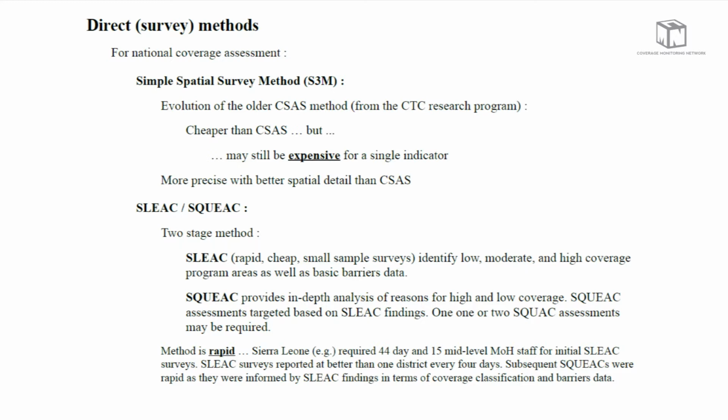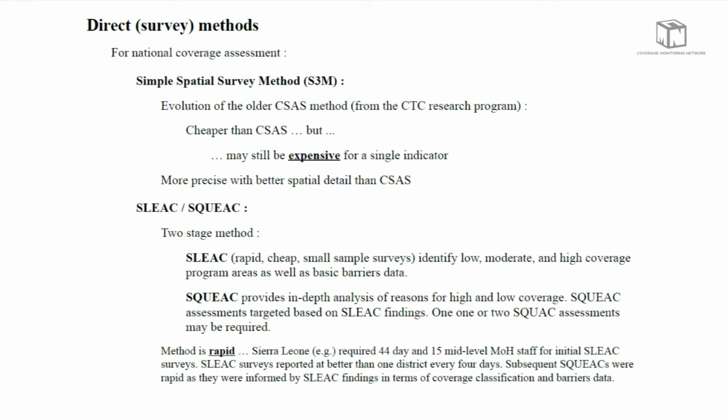The only real way to get contact coverage is to actually try and measure it directly. And we're talking here at national level. We have plenty of methods to measure coverage at the district programme level. SQUEAC would be a classic, good way of measuring coverage at the district level. At the national level, we have the simple spatial survey method. This is an evolution of the original centric systematic area sampling that we used in the CTC research programme, the one that showed us that TFCs didn't have any spatial reach, but CTC had great spatial reach.